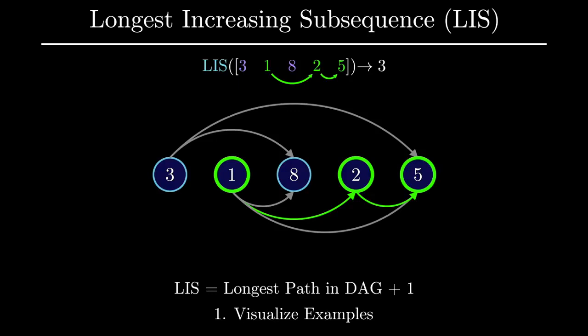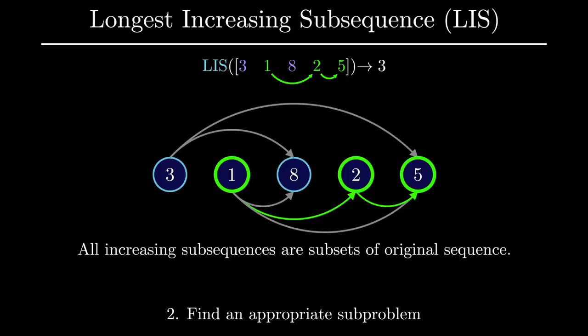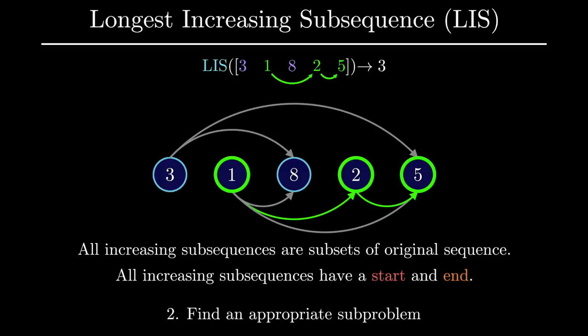The next step for solving a dynamic programming problem is to find an appropriate subproblem. A subproblem is basically a simpler version of our overall problem. Finding subproblems can be tricky, but let's focus on what we know about this problem. We know the longest increasing subsequence is going to be a particular subset of our initial sequence. One way to specify this subset is through the starting point and the ending point. Every increasing subsequence, no matter how long, will have a starting and ending point within the original sequence.